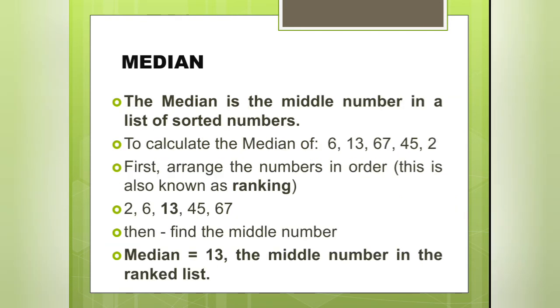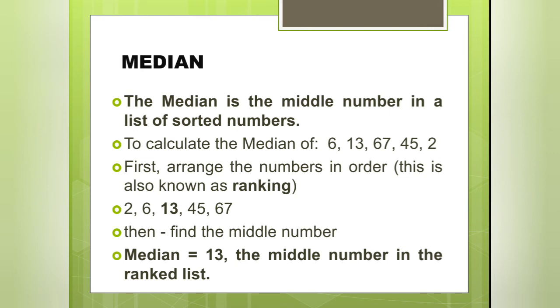Now the median. This is also one of the concepts in the family of averages. The median is the middle number in a list of sorted numbers. If we are given some random data, first of all, we have to write the given data in order, either descending or ascending. This is also known as ranking. Then we have to find the middle value. The middle value of the given data is known as the median if the data has an odd number of values.